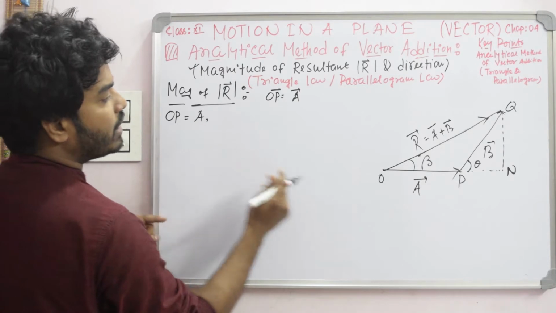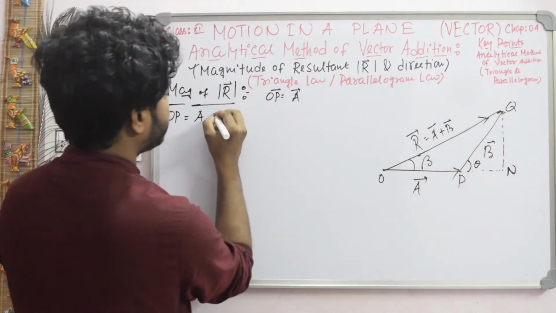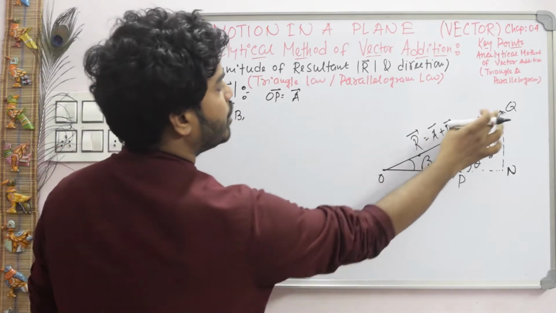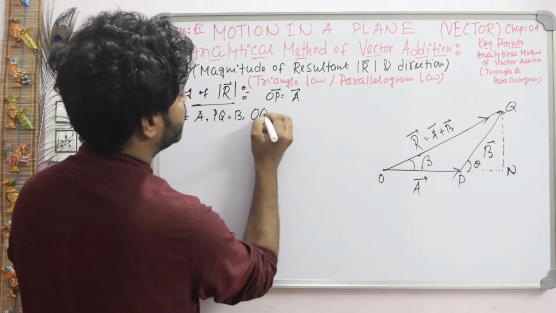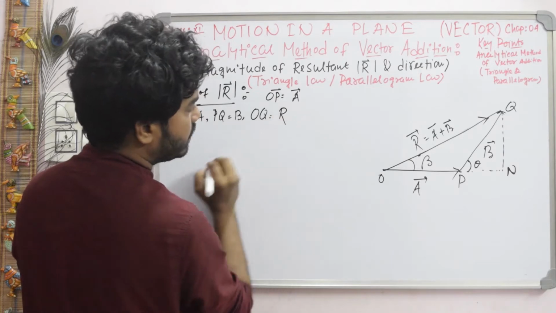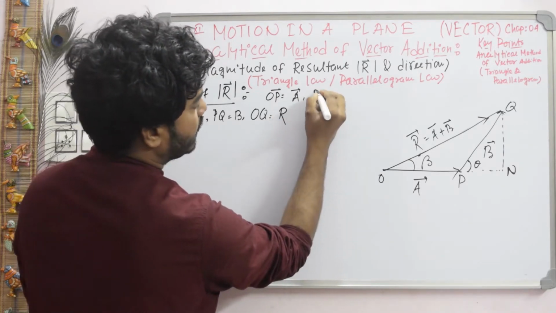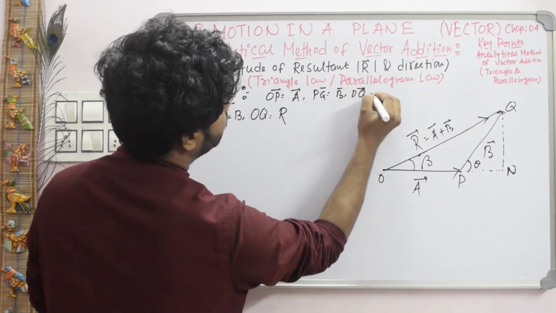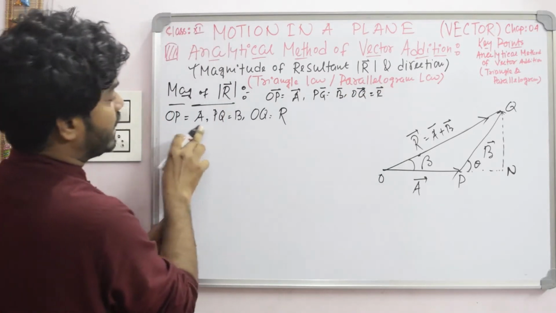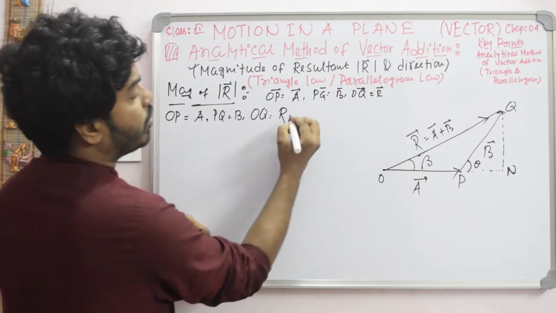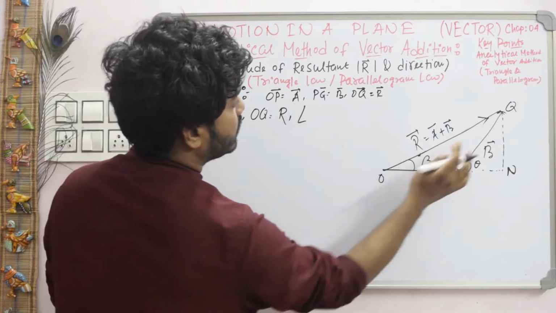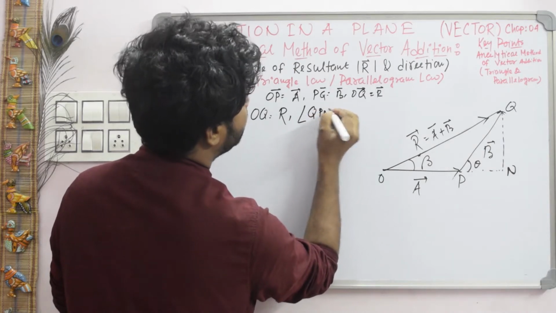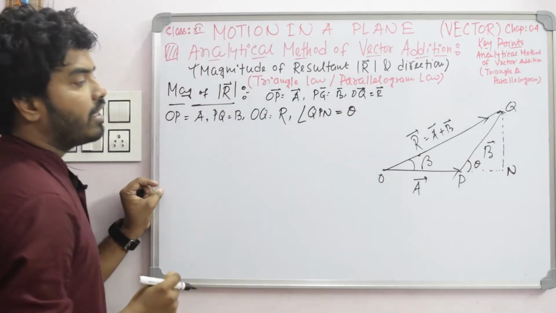Now write what PQ is. PQ is equal to B. What is OQ? OQ is equal to the resultant R. So write it down: PQ is equal to vector B and OQ is equal to vector R. Here I am just writing the magnitude values. And what is angle theta? This one, QPN, represents angle theta.